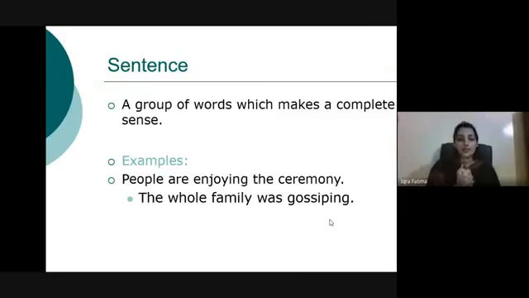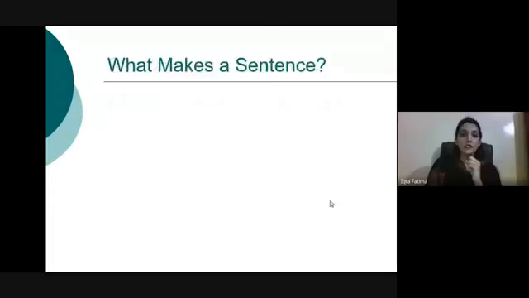Now we will talk about the sentence. What is a sentence? A sentence is a group of words which makes a complete sense. The basic structure of the sentence is subject, verb, and others: we have object, complement, and other adverbial phrases. An example of a sentence is: people are enjoying the ceremony. The whole family was gossiping.